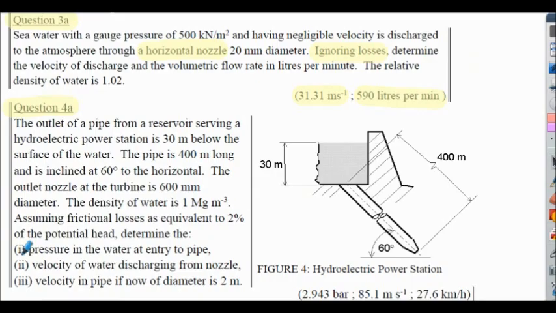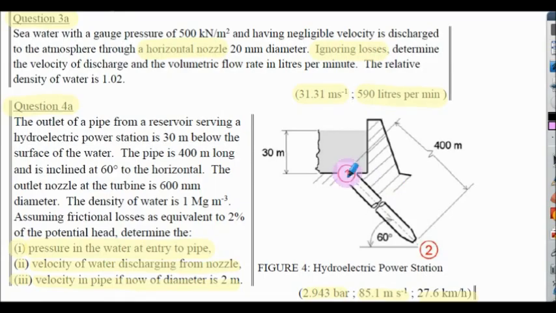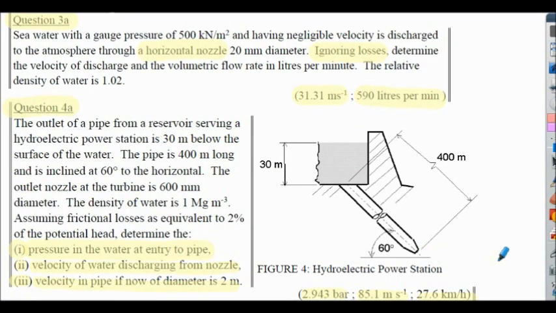Question 4, we have to find firstly the pressure in the water at the entry to the pipe, that's a pressure equals rho GH formula. Part 2, apply Bernoulli's equation to find the velocity of the water being discharged from the nozzle, station 2. And part 3, we've got to find the velocity in the pipe if now the diameter is 2 meters. Answers to part 1, 2 and 3 shown in the bracket here. As a hint for question 4a, position 1 is located at the inlet, position 2 located at the outlet from the nozzle. I'd encourage you to start the presentation, attempt questions 3a and 4a, but I'll briefly show you the full work solutions on the following slides.